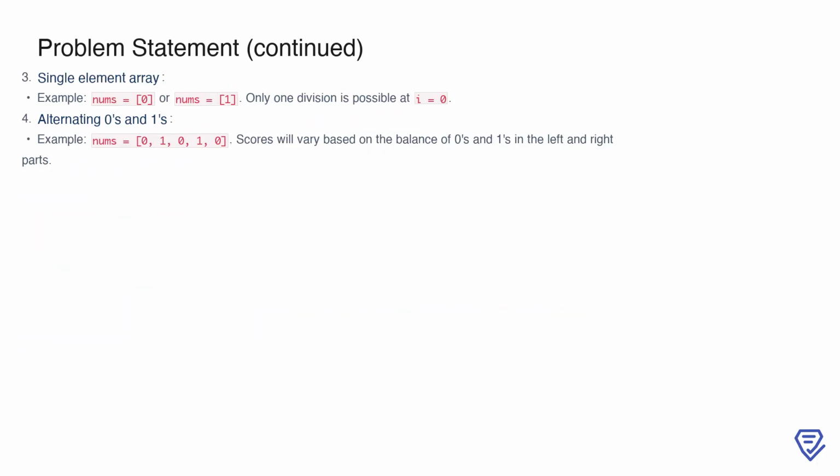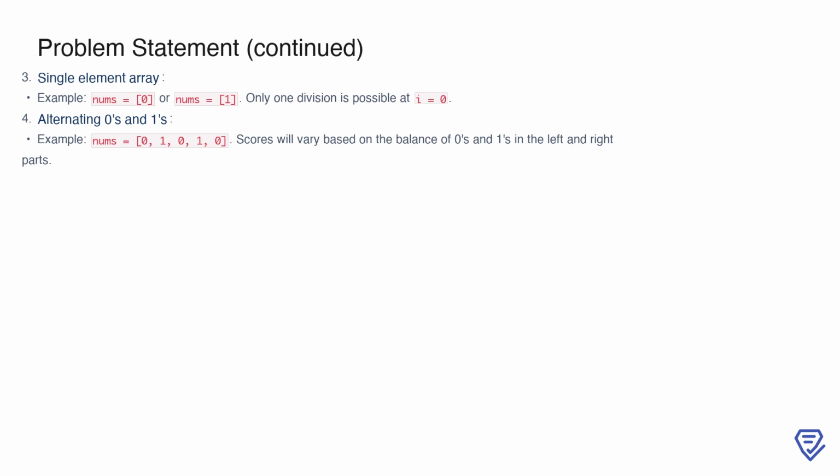There are a few edge cases to keep in mind when solving this problem. First, if all elements in the array are 0, the highest score will depend entirely on the number of zeros in the left part, since the right part contributes nothing. Conversely, if all elements are 1, the score depends on the number of ones in the right part. For a single element array, there is only one possible division, where the left part is empty and the right part is the entire array.